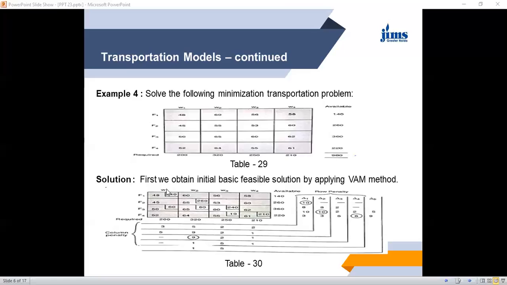Now we have only 3 rows, F1 row, F3 row, and F4 row, but your columns are still there, W1, W2, W3, W4. And this requirement 320 reduces to 60 only, since you have already supplied 260. In the next case, you again calculate the column-wise difference. So this row is not there.